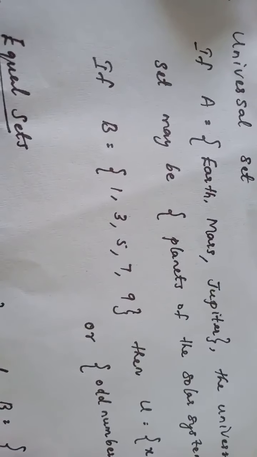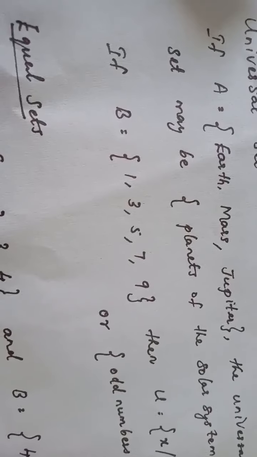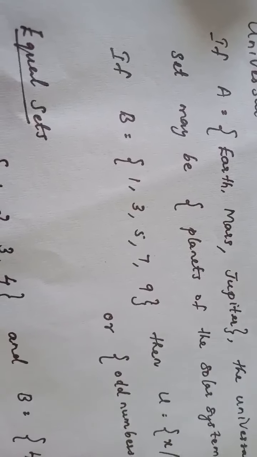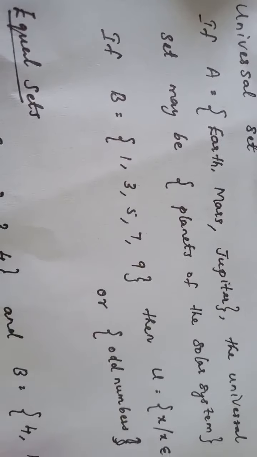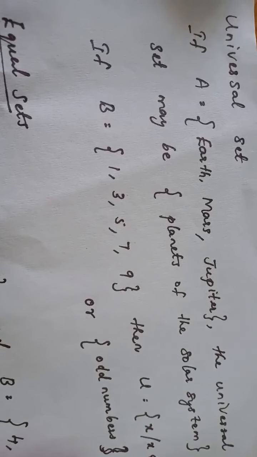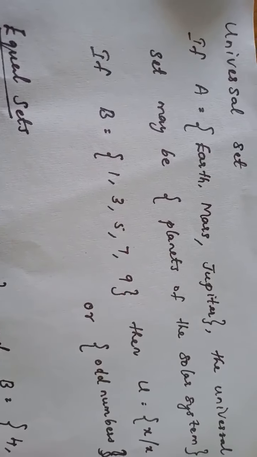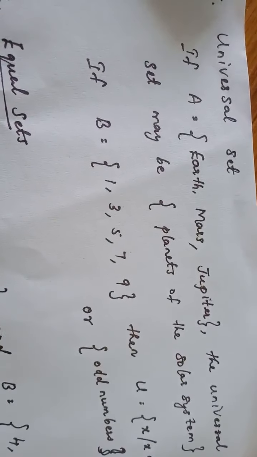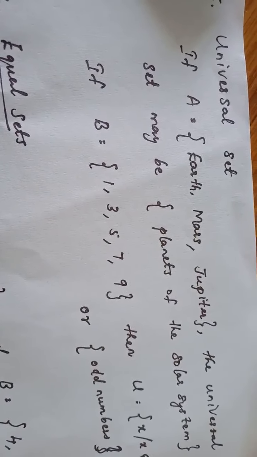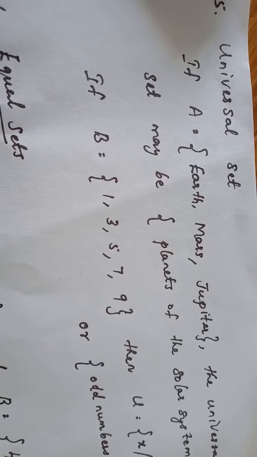A set which contains all the elements of the sets under consideration is called a universal set. It varies from set to set and is denoted by capital U. And we can have more than one universal set for the same set. Universal set means a set which contains all the elements of the sets under consideration.